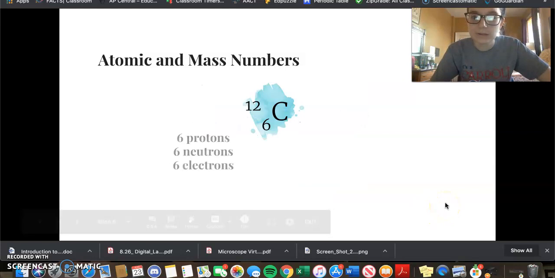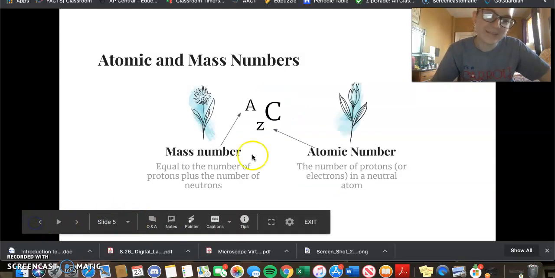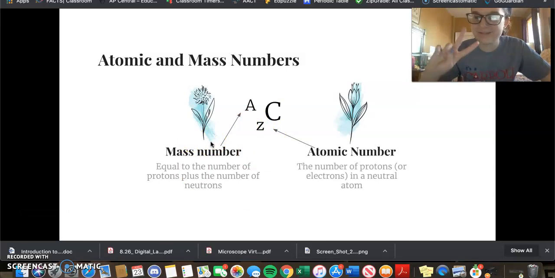Let me go back. Mass number and atomic mass, it's really easy to mix them up because they are similar, but mass number is specific to an isotope, the sum of protons and neutrons in that specific atom, whereas atomic mass is an average, a weighted average of the mass number of different isotopes. So we'll talk about that a little bit later.